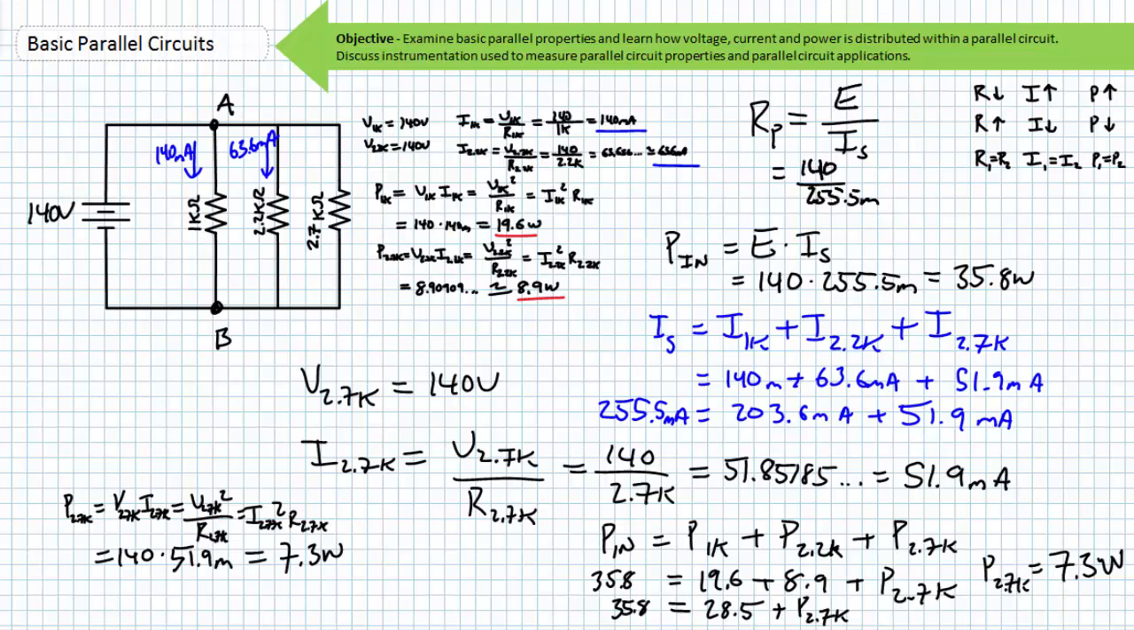140 volts divided by 255.5 milliamperes yields approximately 548 ohms. Additionally, we can use permutations of the power equations to solve for total resistance, where the total resistance seen by this source is the power input divided by source current squared, or the source voltage squared divided by power input. Again, either formula, you should get approximately 548 ohms of total resistance.